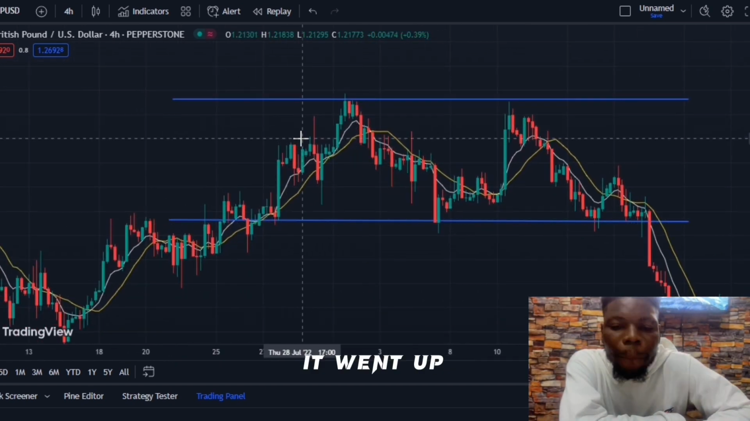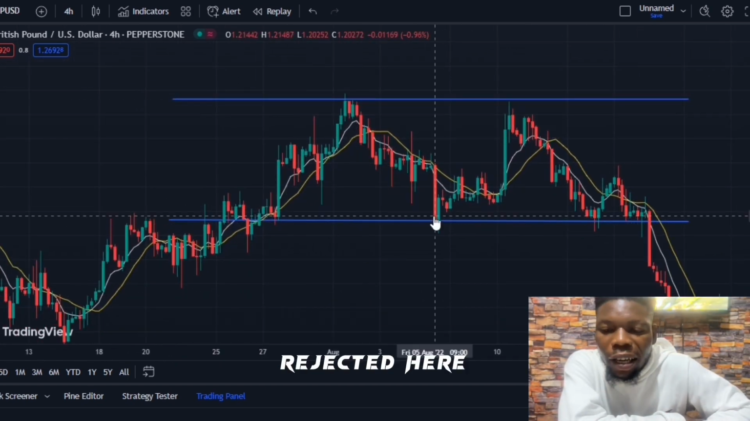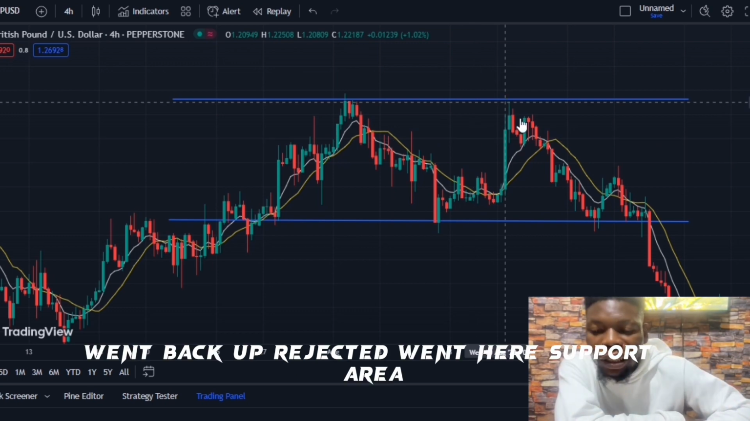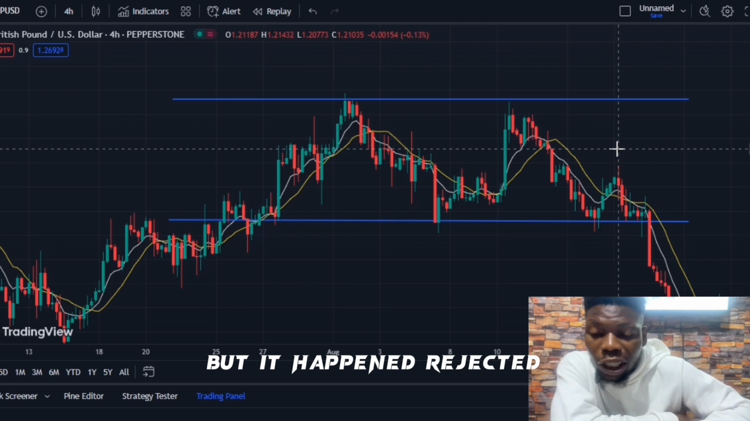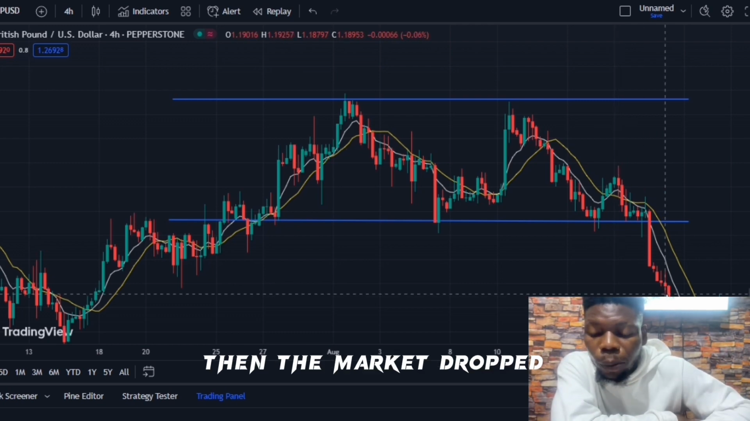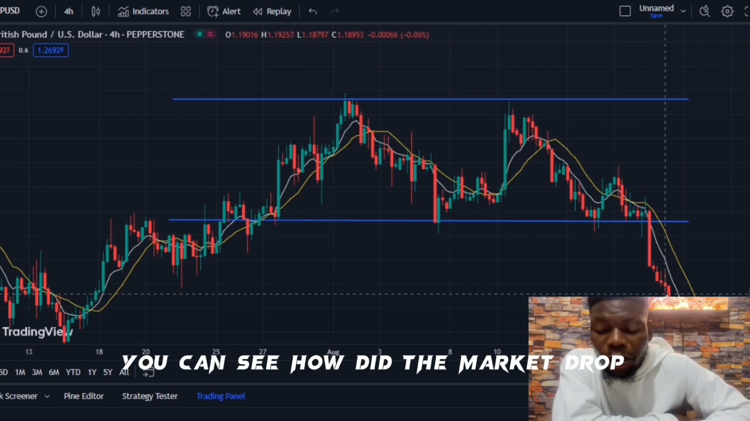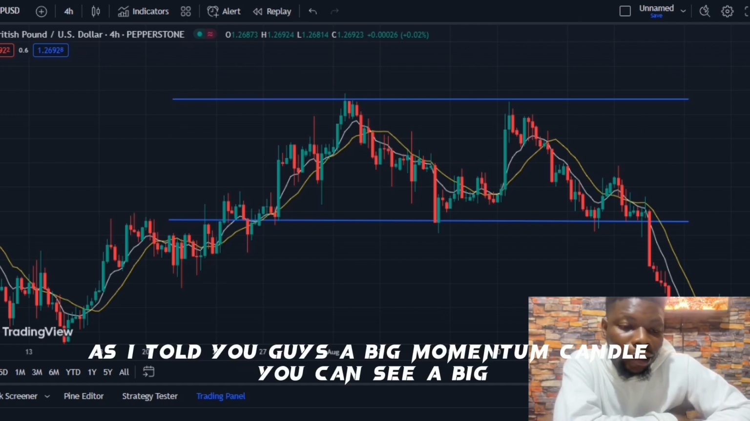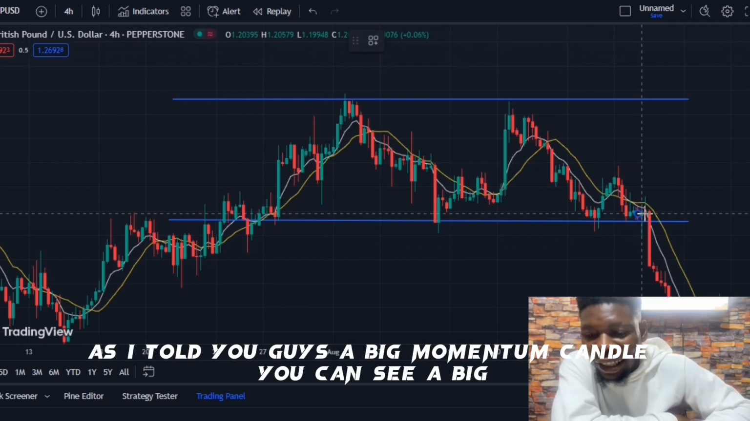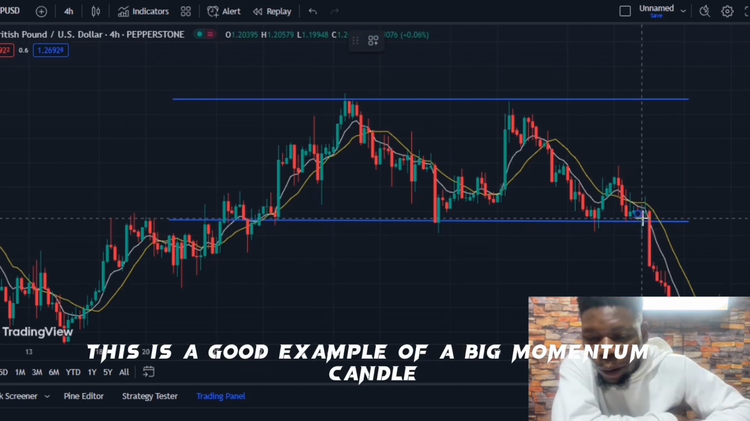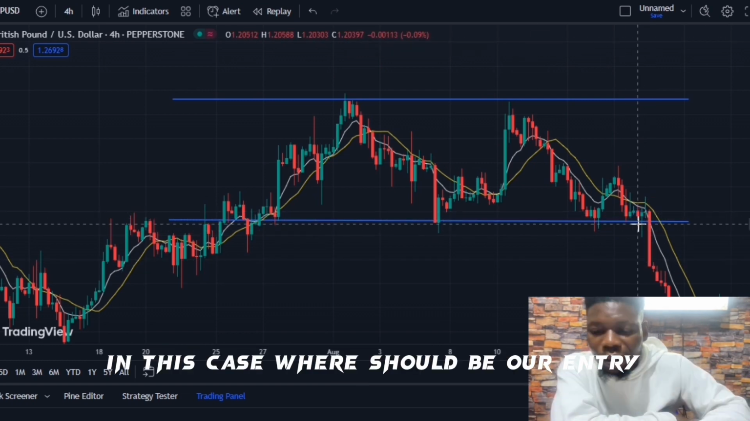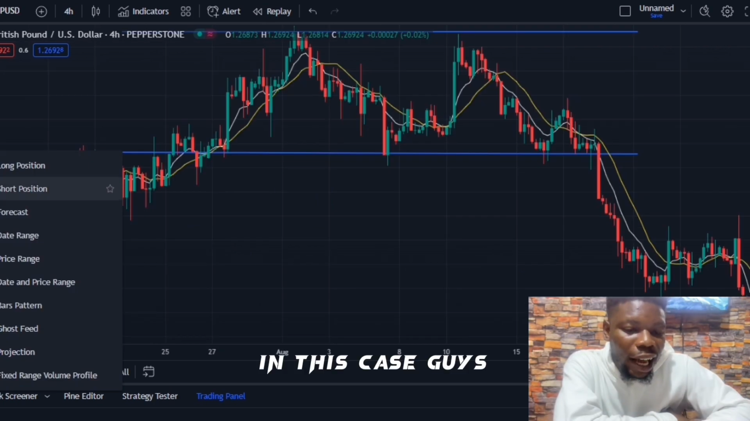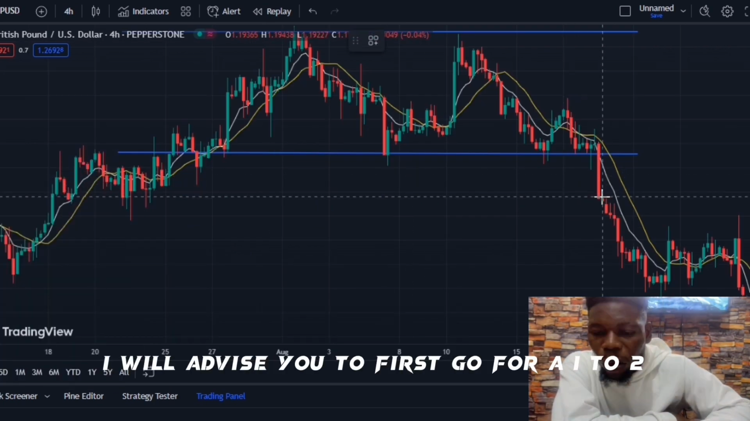It went up, rejected here, went back up, rejected, went to the support area. What happened? Rejected. Then the market dropped. How did the market drop? Like I told you guys, with a big momentum candle. This is a good example of a big momentum candle. In this case, where should our entry be? This is our entry.